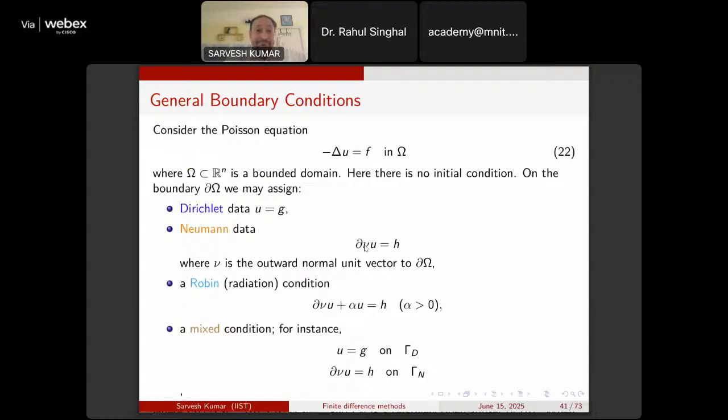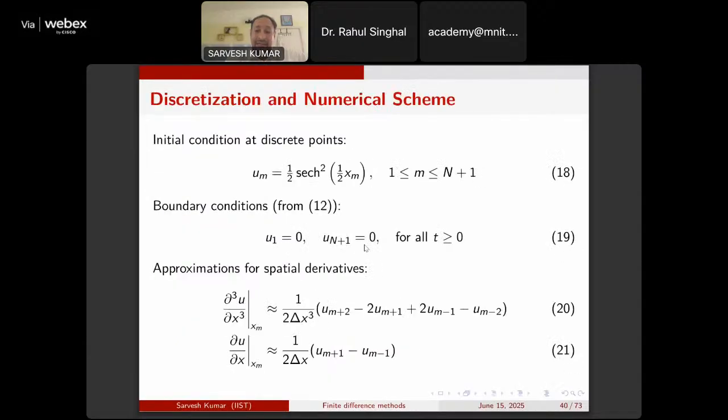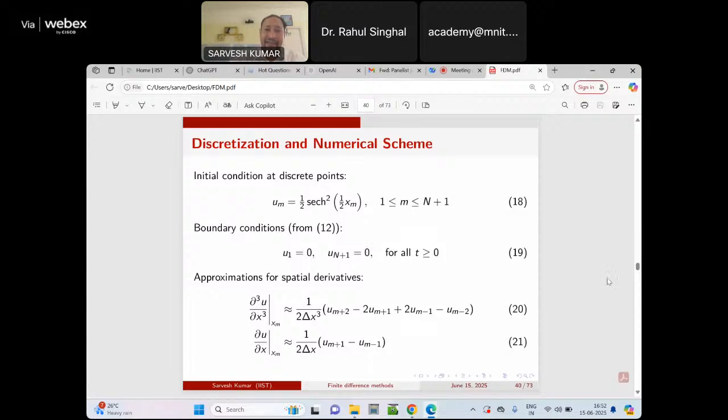Before going to boundary conditions, I'll take a break here, maybe a 5-minute break. Then we will move to the boundary conditions and their treatment. How do we treat the different boundary conditions? That's what I will do in the next lecture. Maybe we'll have a 5-minute break. Is it okay?